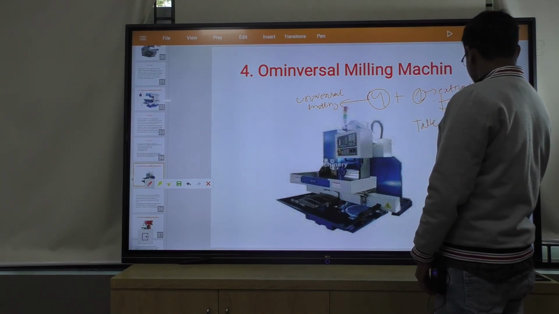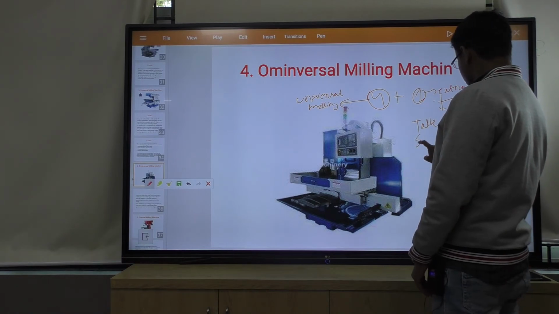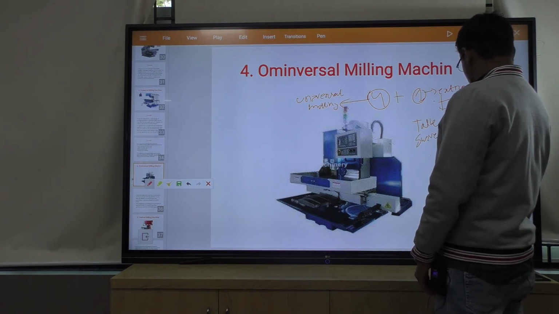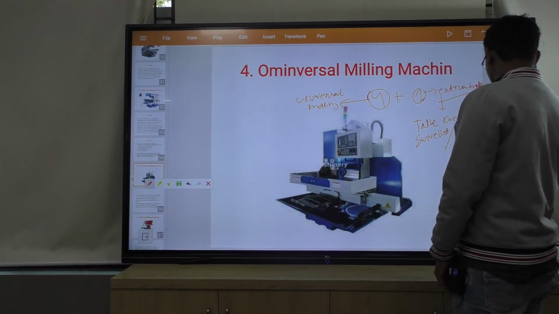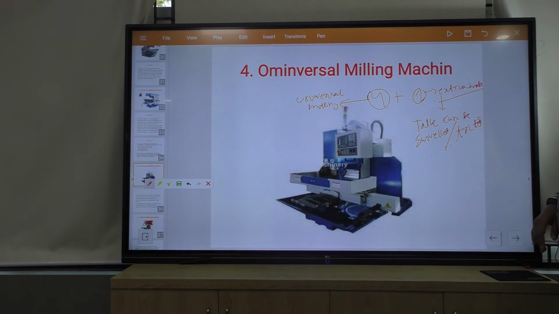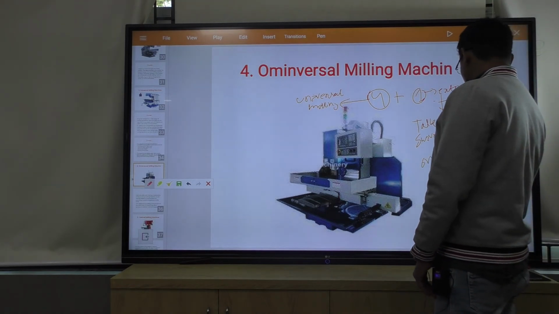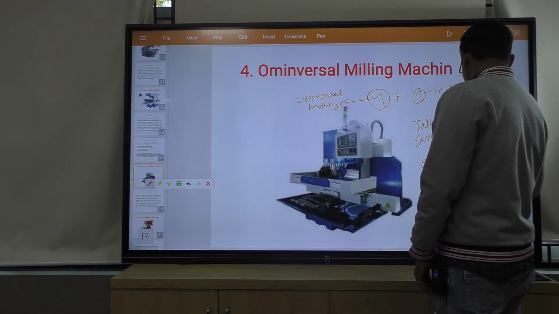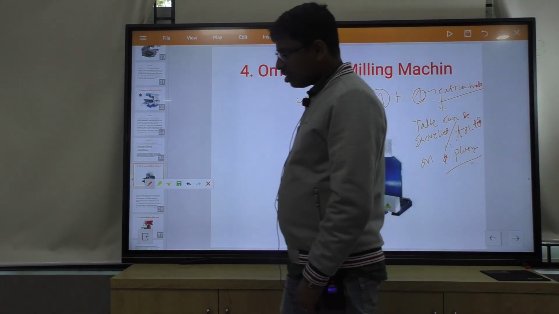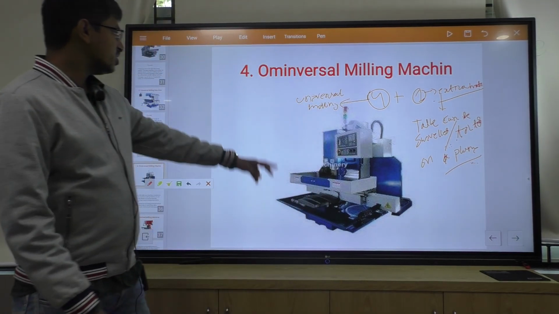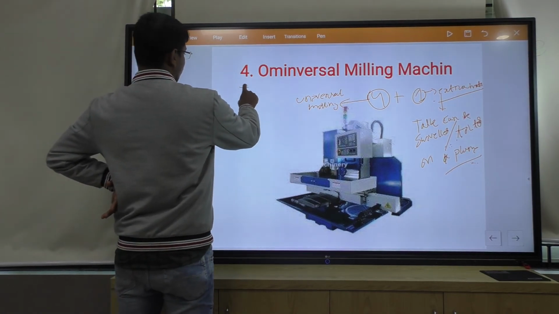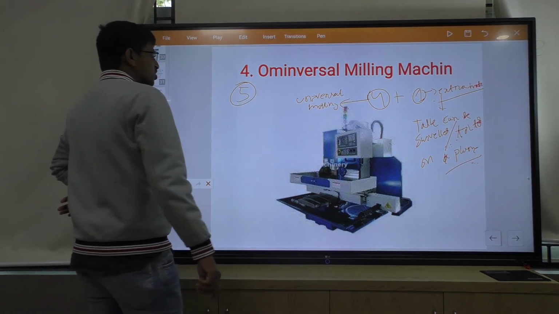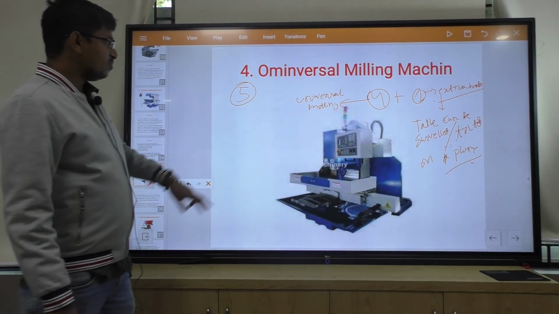Table can be swiveled or tilted on a plane. So, the table can be swiveled or tilted on a plane in this omniversal milling machine. It means these omniversal milling machine tables have 5 motions.